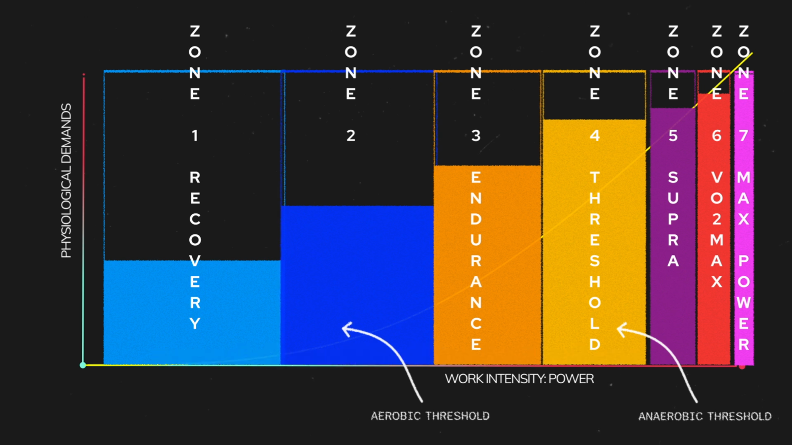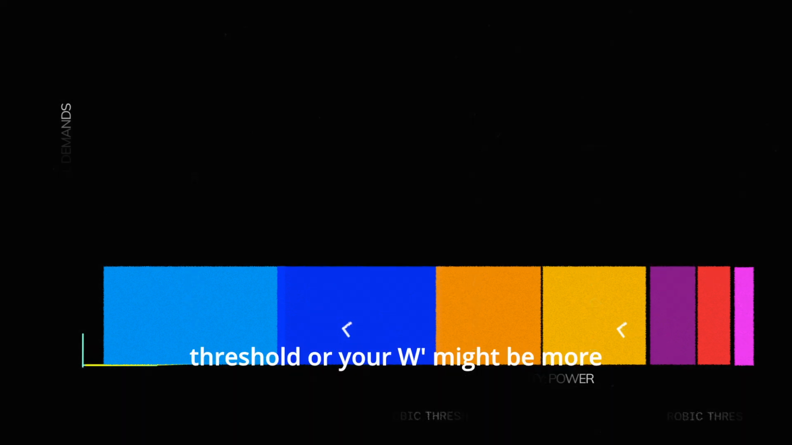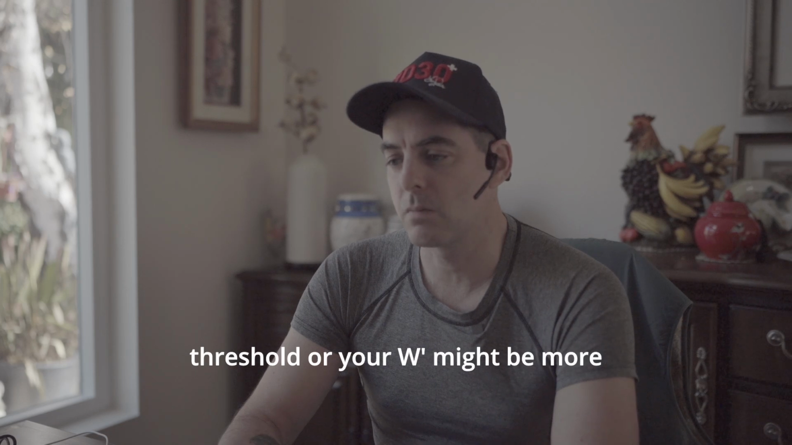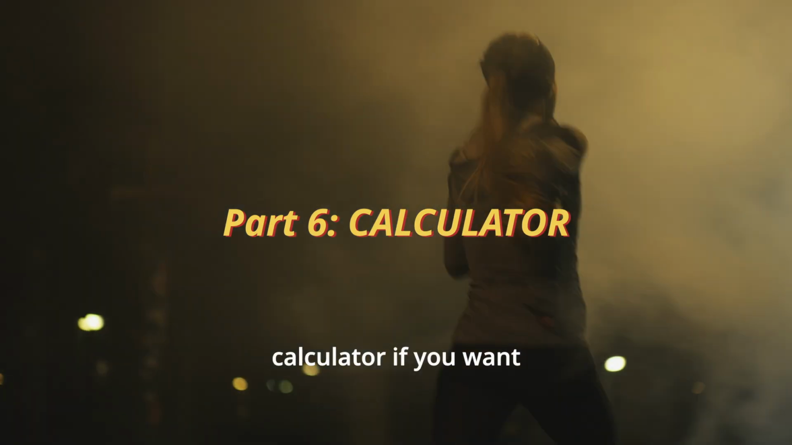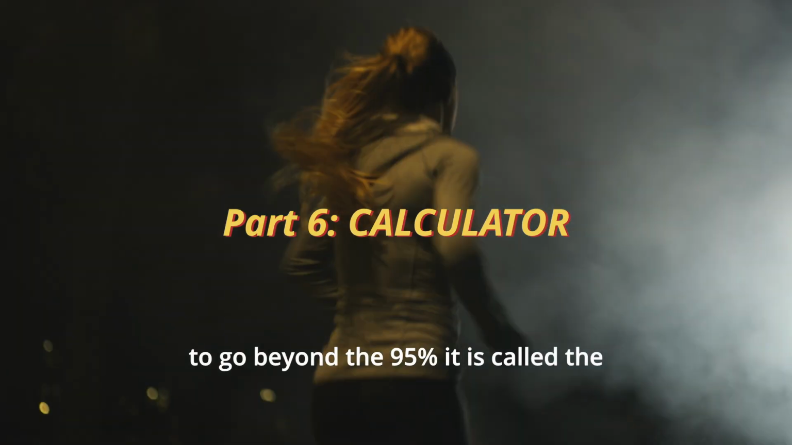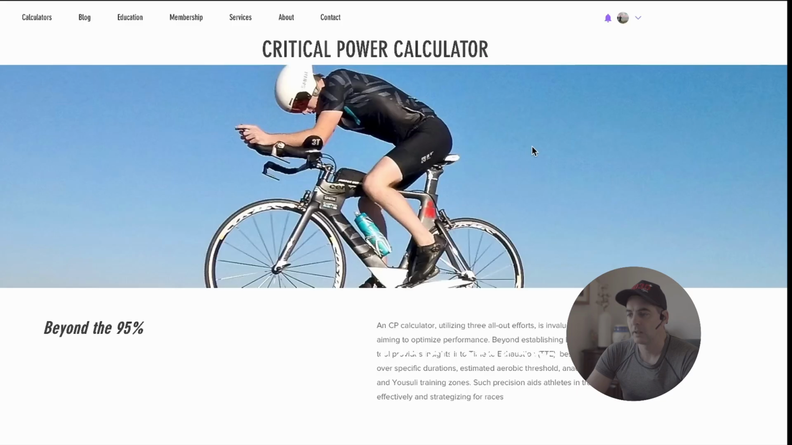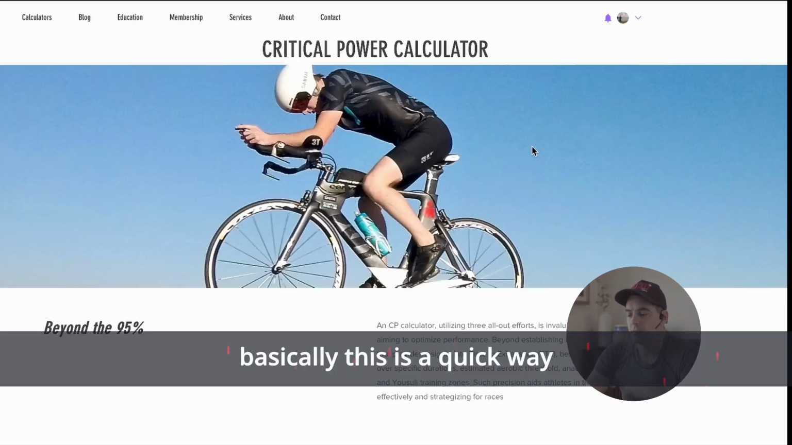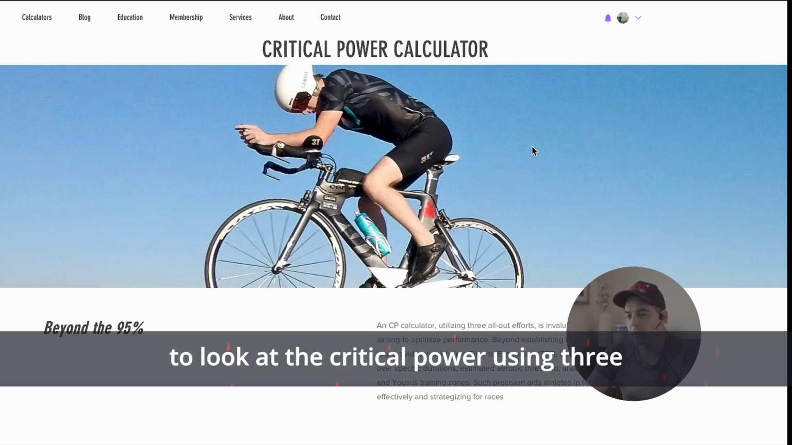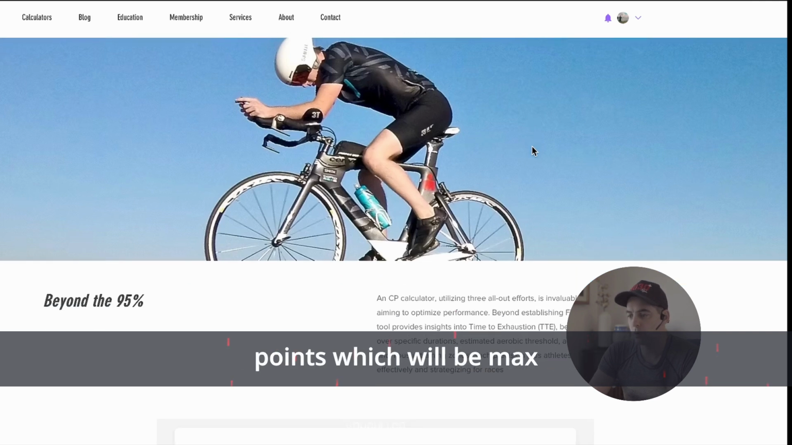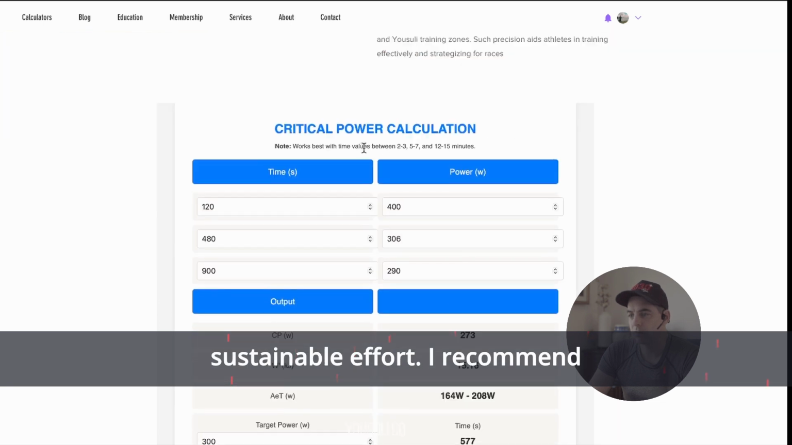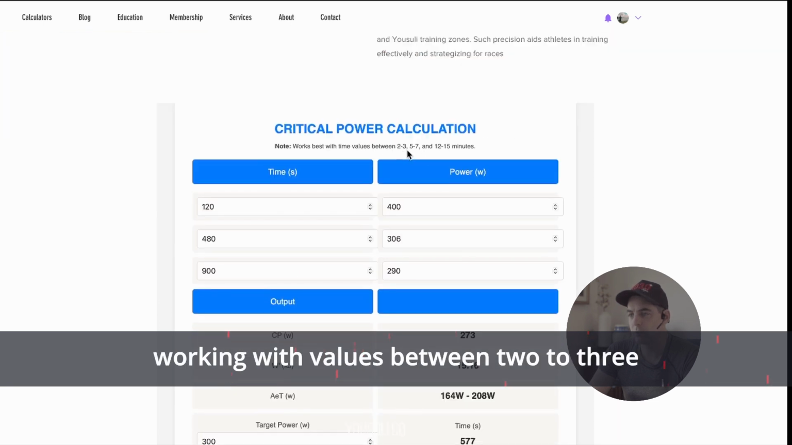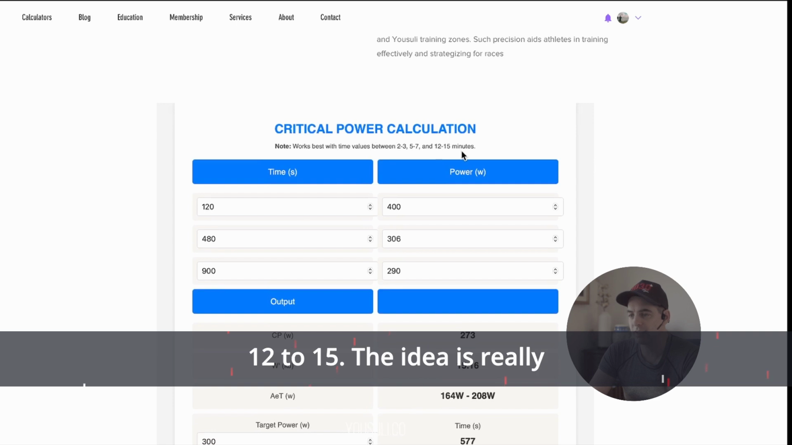Now for a 20-minute time trial, values like the anaerobic threshold or your W prime might be more relevant. I'm going to show you a small calculator if you want to go beyond the 95%. This is called a critical power calculator. Basically, this is a quick way to look at critical power using 3 points, which will be max sustainable effort. I recommend working with values between 2 to 3 minutes, 5 to 7, and 12 to 15. The idea is really to try to fail within this range. It doesn't have to be approximately this range, but it works a bit better here.